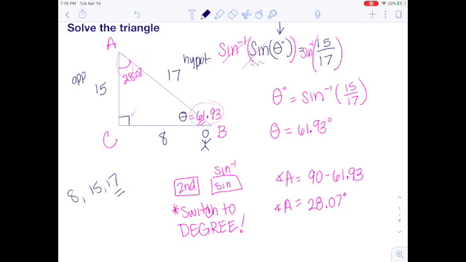If you don't know your Pythagorean triples, I would suggest memorizing them. That would be in the last video. Or you can do Pythagorean theorem and solve for that 8.